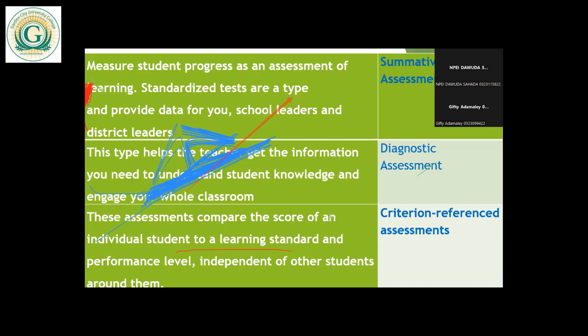Yes, there's another hand. You can unmute. Sir, please, it's about the post test. I don't know whether it will fall under diagnostic assessment or summative assessment. Oh, the post test will fall under summative. Okay, sir, thank you.